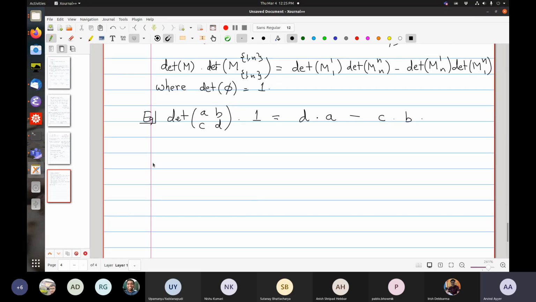Okay, so to prove this, I recall what the cofactor of a matrix is, or the pro-cofactor matrix. So to prove this, so recall the cofactor matrix.